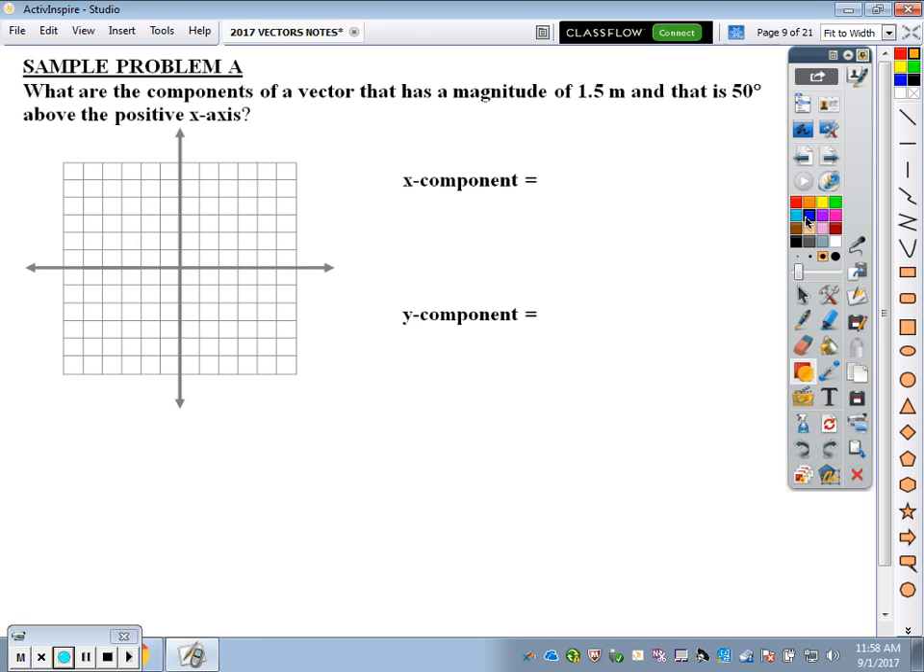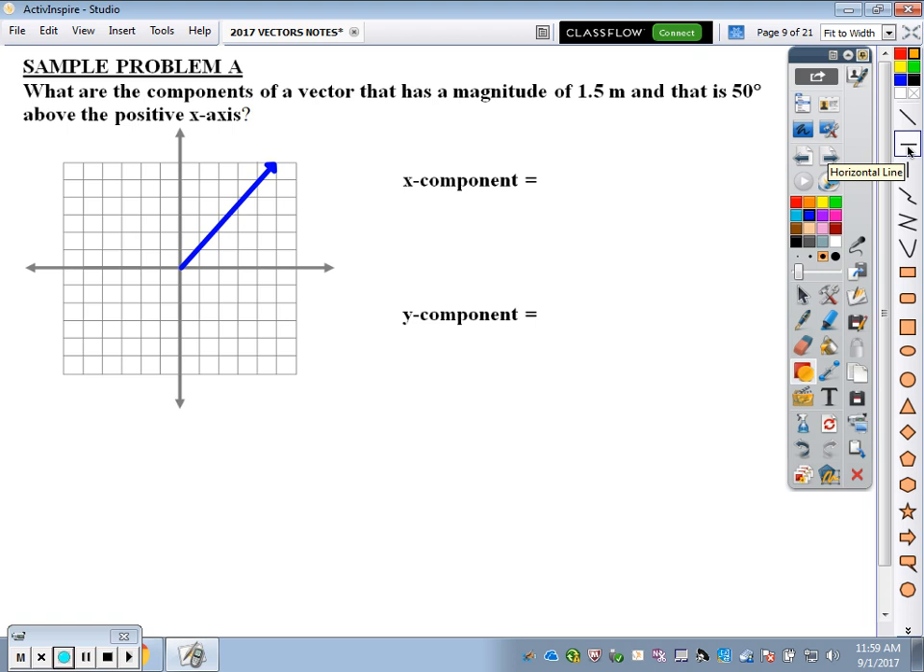Okay. So here, where's the positive x-axis? We start at our origin, we go to the right, and then it's going to be above that. So this is our first quadrant. Now, do these have to be perfect? No. This is a visual representation of what's going on. 50 degrees is going to be slightly greater than 45 degrees. So for me, that's how I will go ahead and draw.